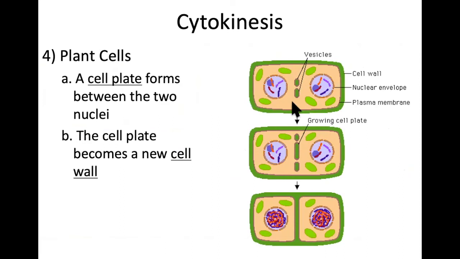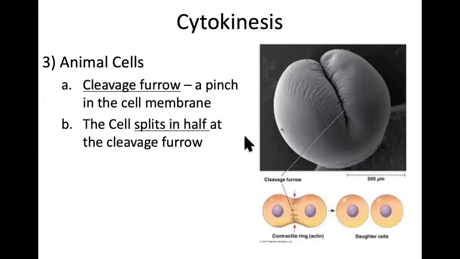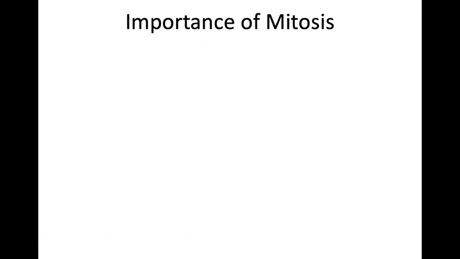That cell plate here and here will eventually become a brand new cell wall, and we will have two distinct individual cells. Two smaller cells, but two cells. And then they will grow into full-size cells and the plant will grow. Or for animals, the two halves will be small cells and they'll grow and you will grow. And that is it for mitosis, for the how it happens.